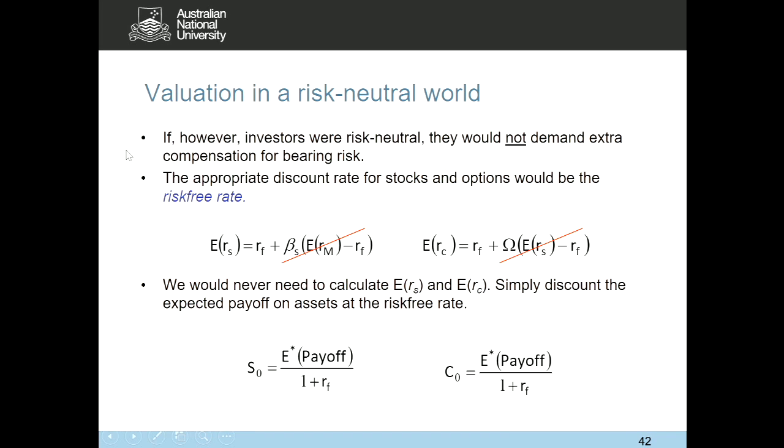Okay? So as I mentioned here, if investors are risk neutral, they don't need to demand extra return to compensate for bearing risk. So if that's the case, then our next task is to estimate the so-called risk-neutral probability.